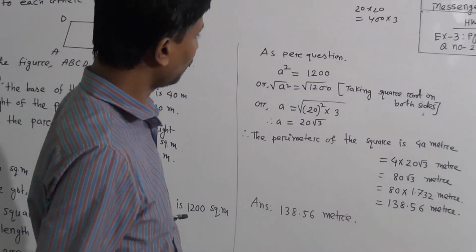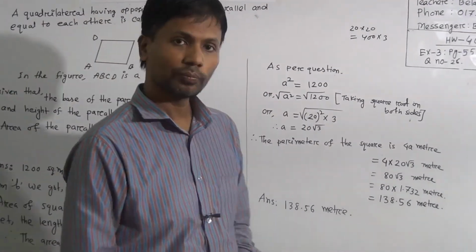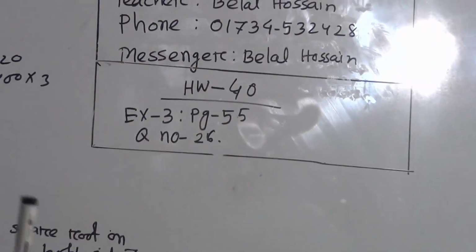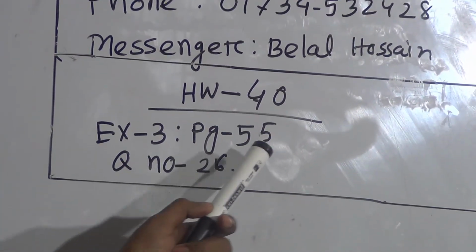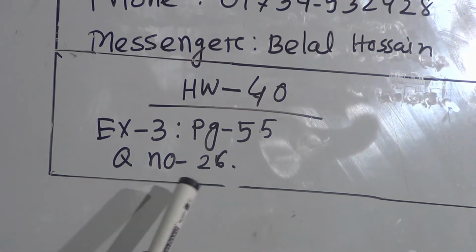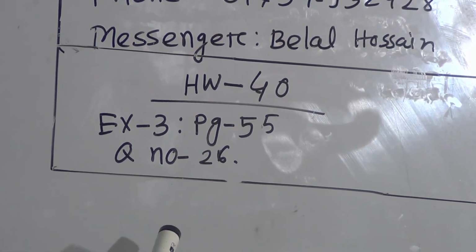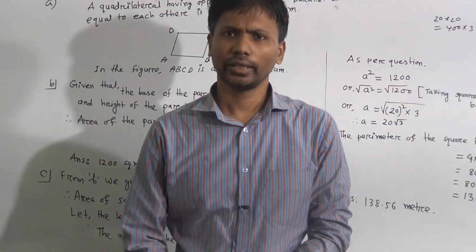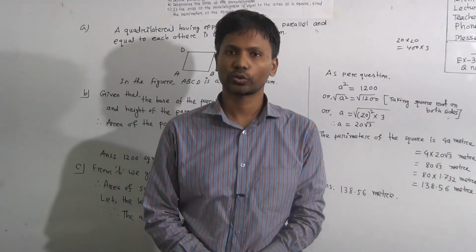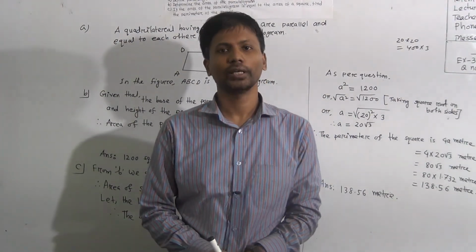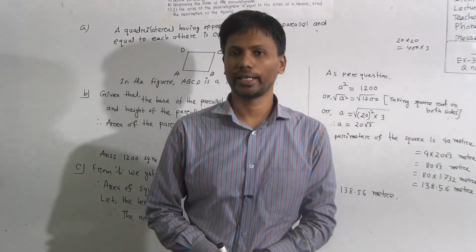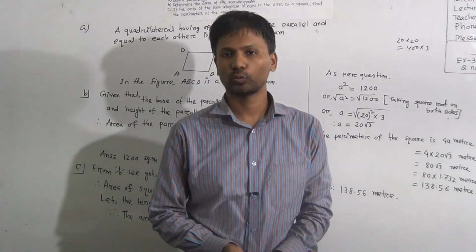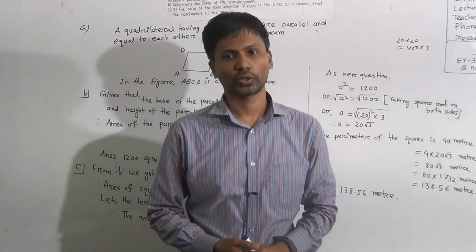Okay, dear student, I hope you understood. Now I want to talk with you about our HW topic. You see HW number 40: Exercise 3, page number 55, question number 26, which is drawn today. That is your HW. Dear student, your assigned HW is very important for you, because on the basis of submission of your HW copy, you will get your city marks, diary marks and SBA marks. You have to submit all of your HW copies every Sunday within 8 a.m. to 4 p.m. and you collect these HW copies on the next Sunday.